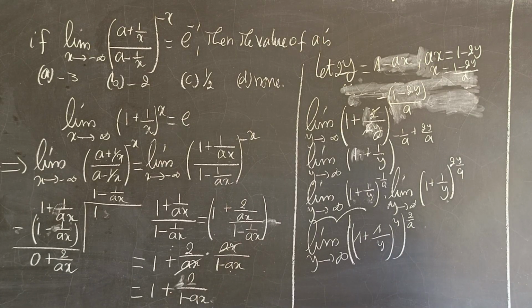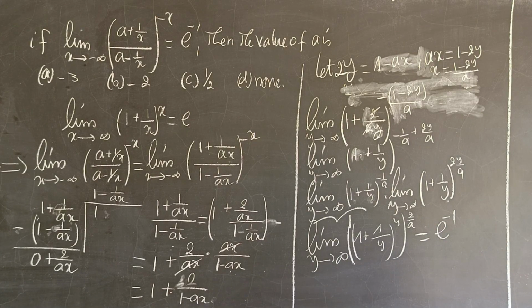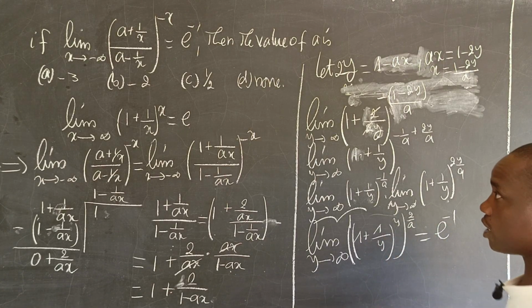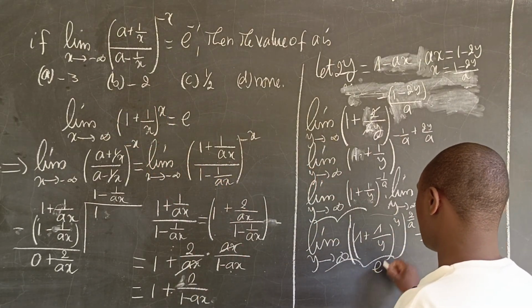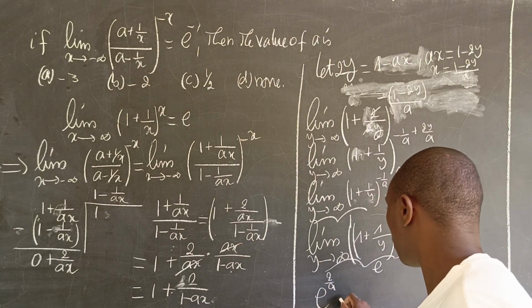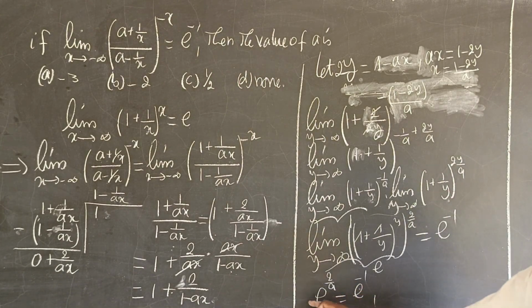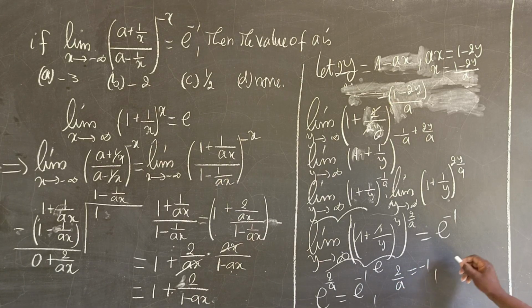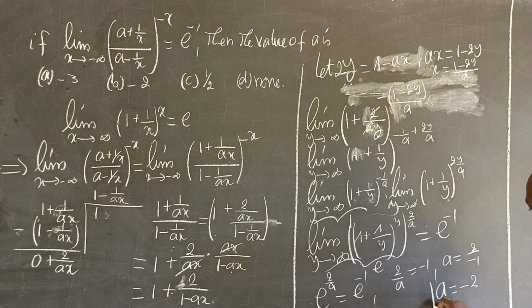So what is this? We've been told that this is equal to e power minus 1. And according to this formula, you see they are looking the same. That's why this stuff inside is e. So we have e power 2 over a, which is e power minus 1. Because the bases are the same, 2 over a is equal to minus 1. This is to say a is equal to 2 over minus 1. Our a value is minus 2.